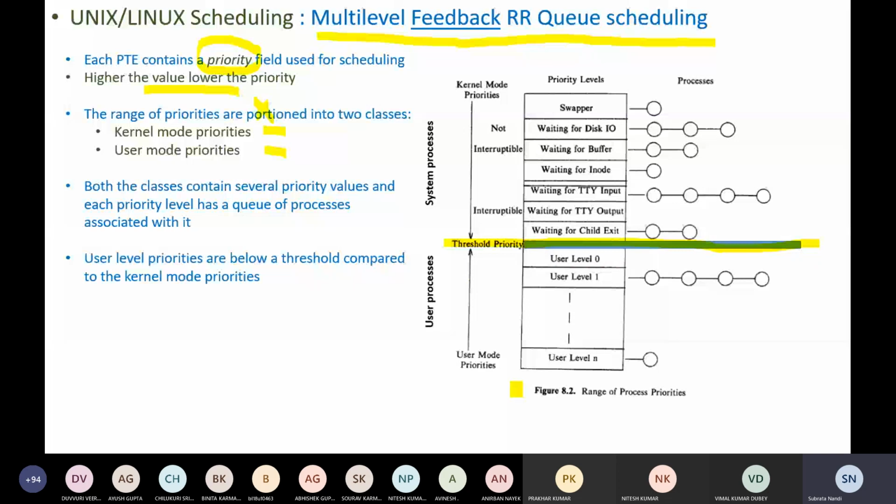Above all, the strategy that we use here and here is different. Both the classes contain several priority values, and at each level there is a queue of processes. So in each priority level there is a round robin queue. This threshold differentiates between the two. What strategy of assigning priority is followed in the system processes and what strategy in the user processes, so that it actually behaves like a feedback queue.